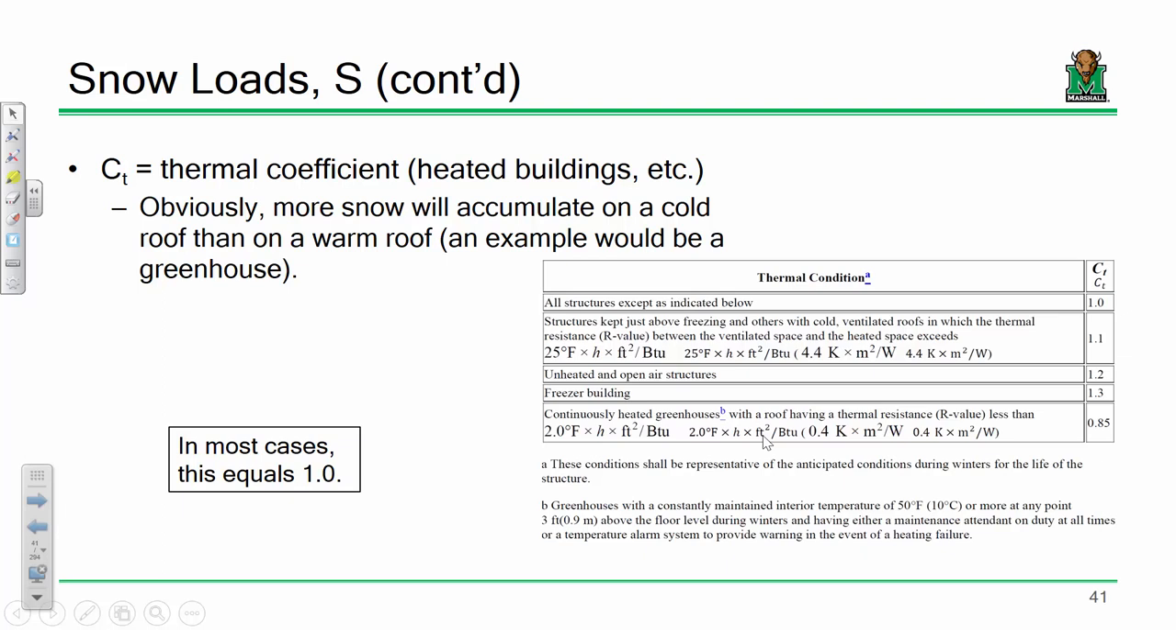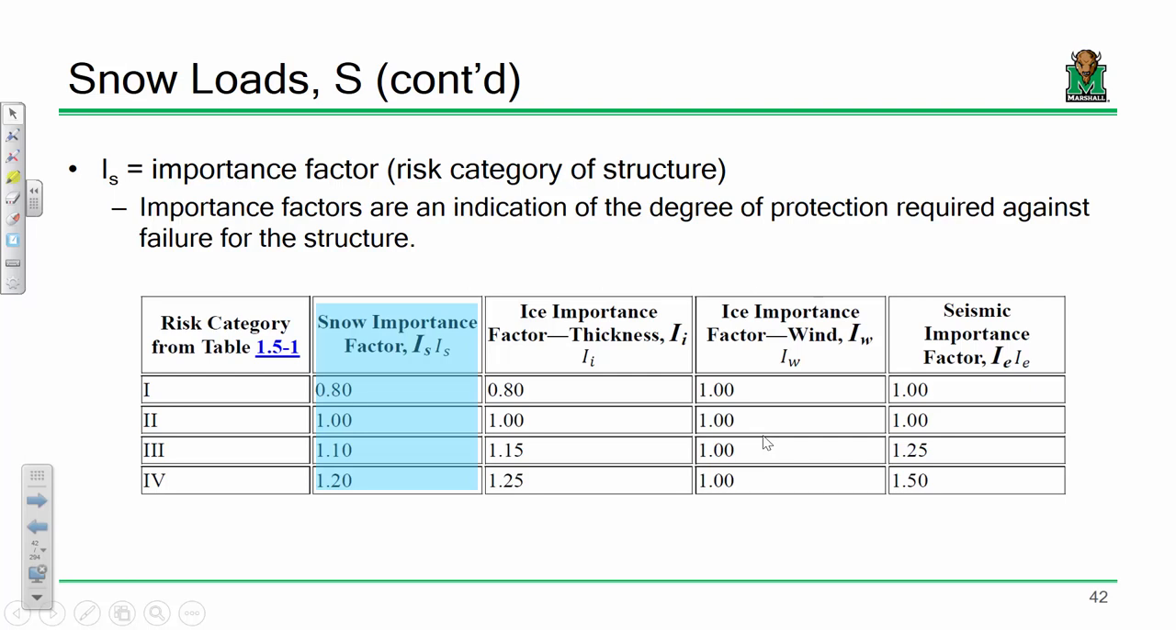Thermal coefficient, obviously more snow is going to accumulate on a cold roof than a warm roof like a greenhouse. In most cases, the thermal coefficient is 1. There are some instances where you have a freezer building. So if you have a freezer building, you'd actually up your snow load because the roof is really cold and it would accumulate even more condensation and snow and things like that. But in most cases, that's going to be 1.